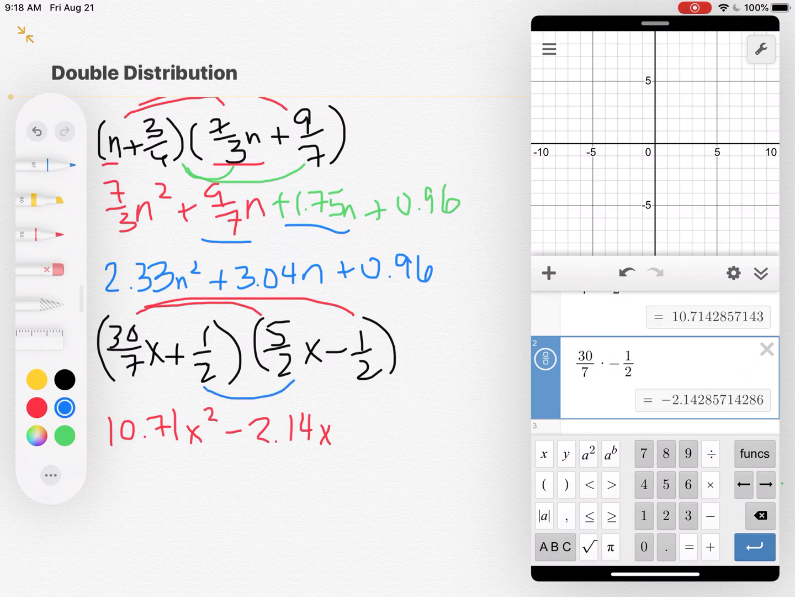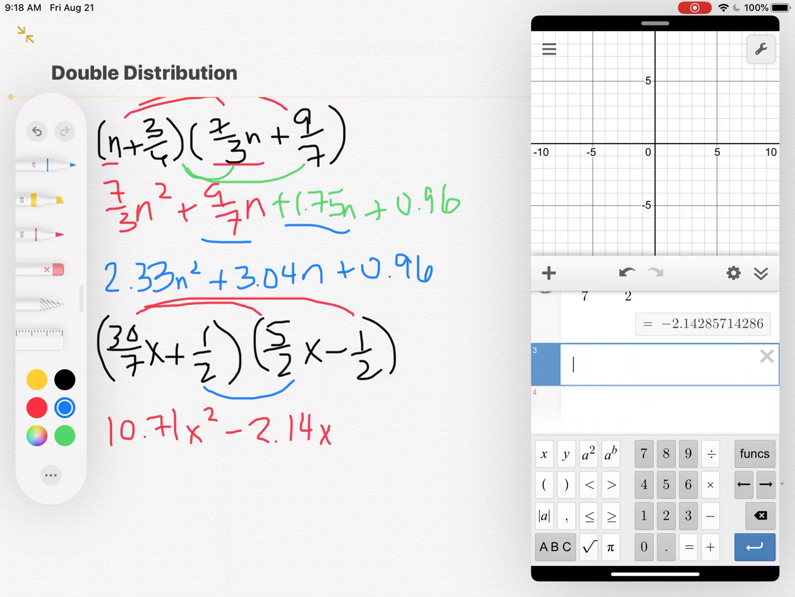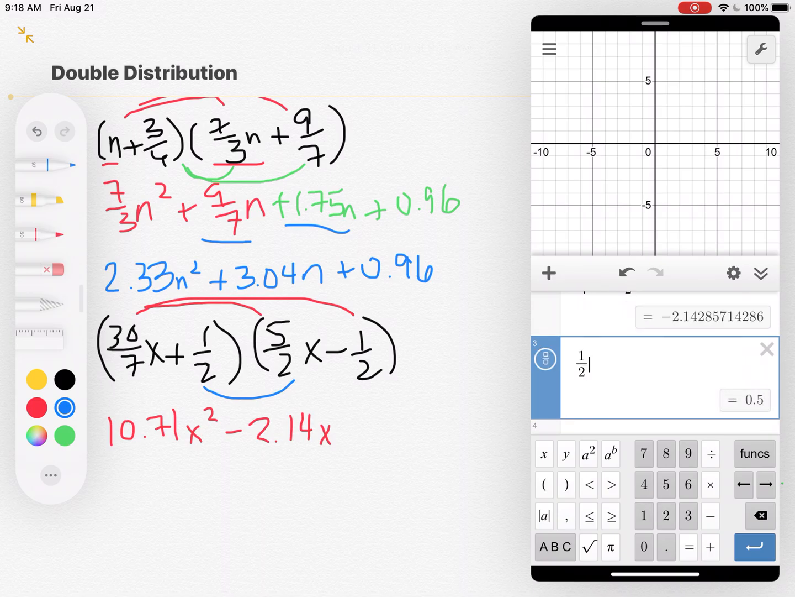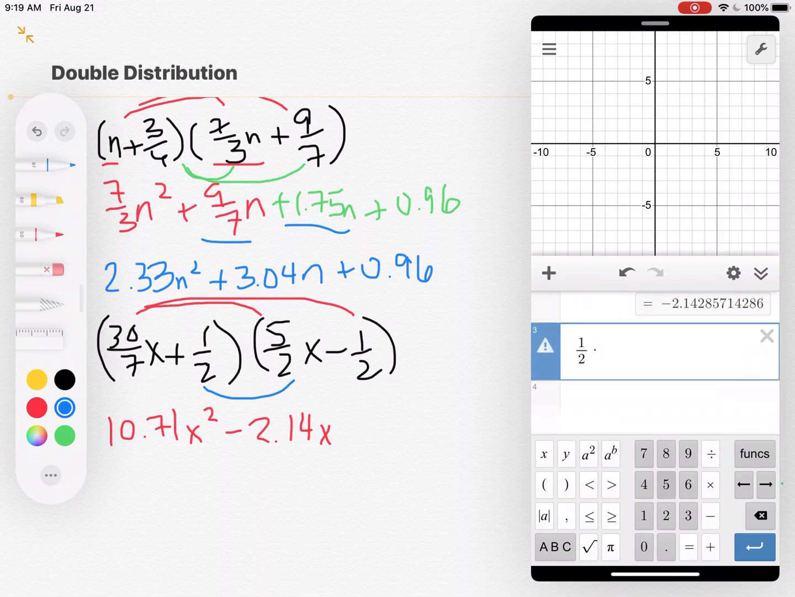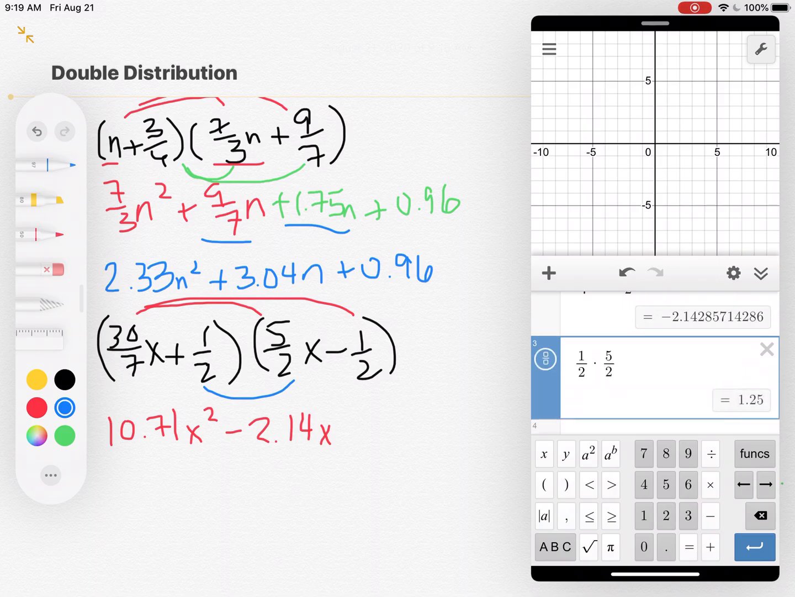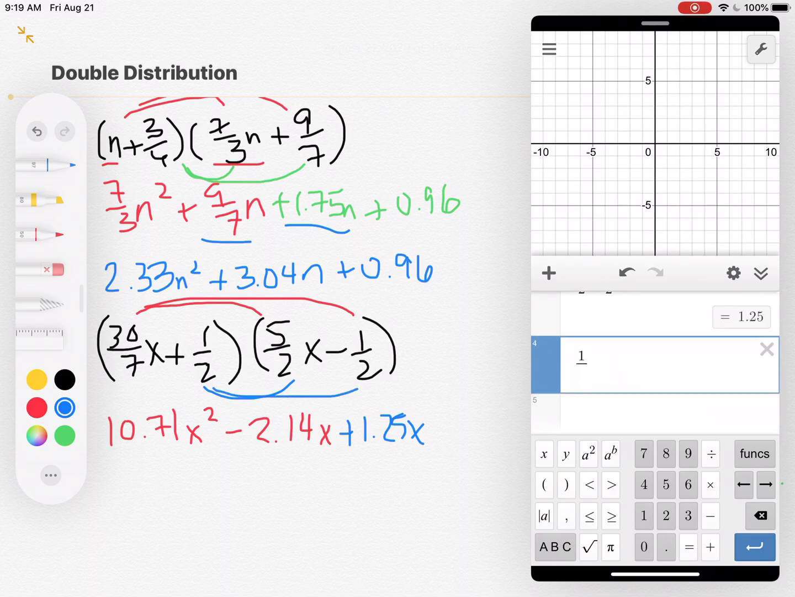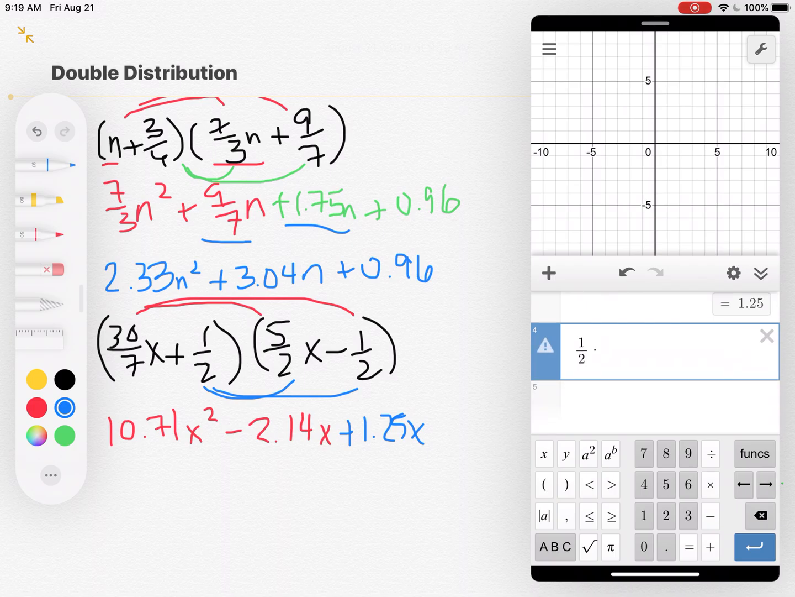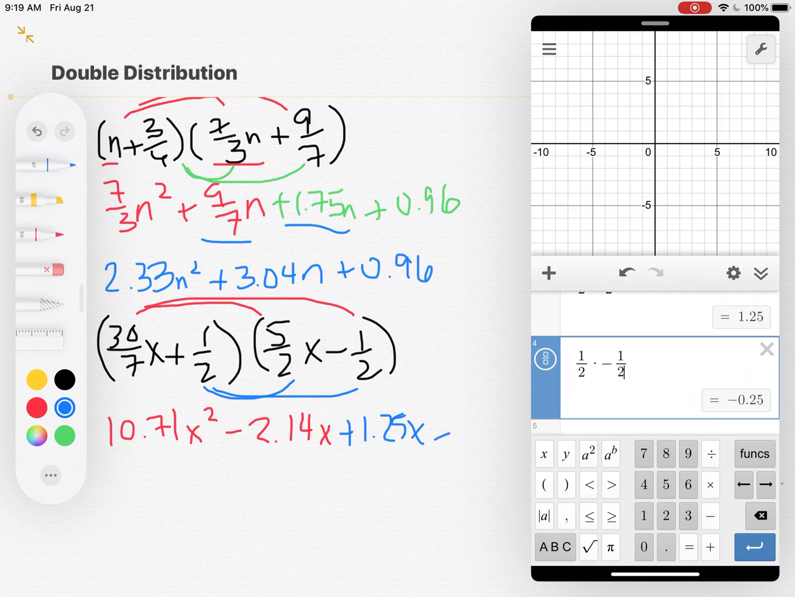You can also hit this arrow with the blue arrow at the bottom to get a new space. That's what I'm doing right now, and then I'll just get rid of everything at the end. 1 divided by 2 times 5 divided by 2 is 1.25. And don't forget your x there. And then last but not least, 1 divided by 2, arrow over, times negative 1 divided by 2 is negative 0.25.